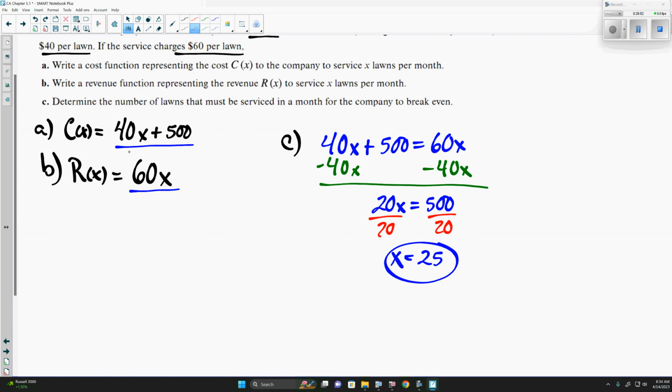And there are several in the homework where you set the equations up and then solve where they're equal or solve for a given amount.